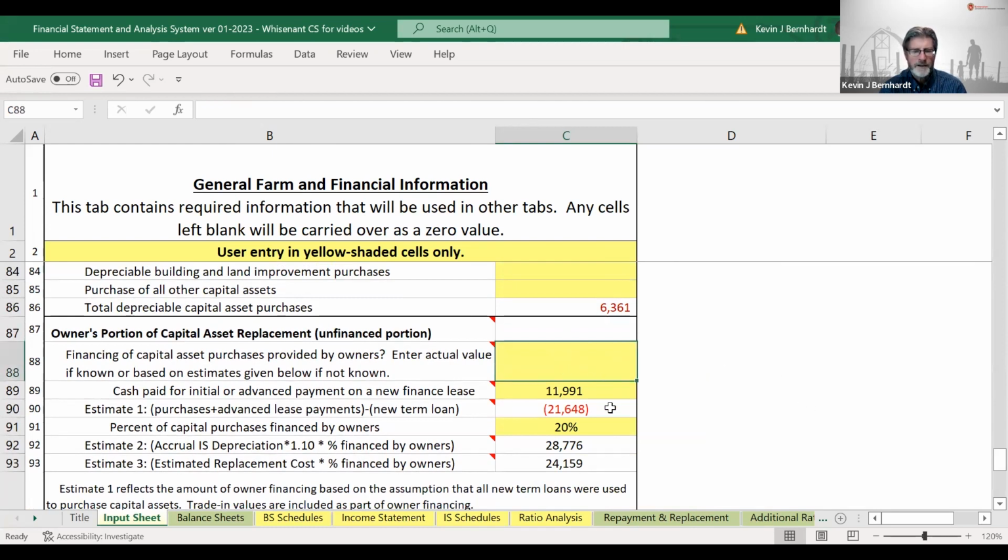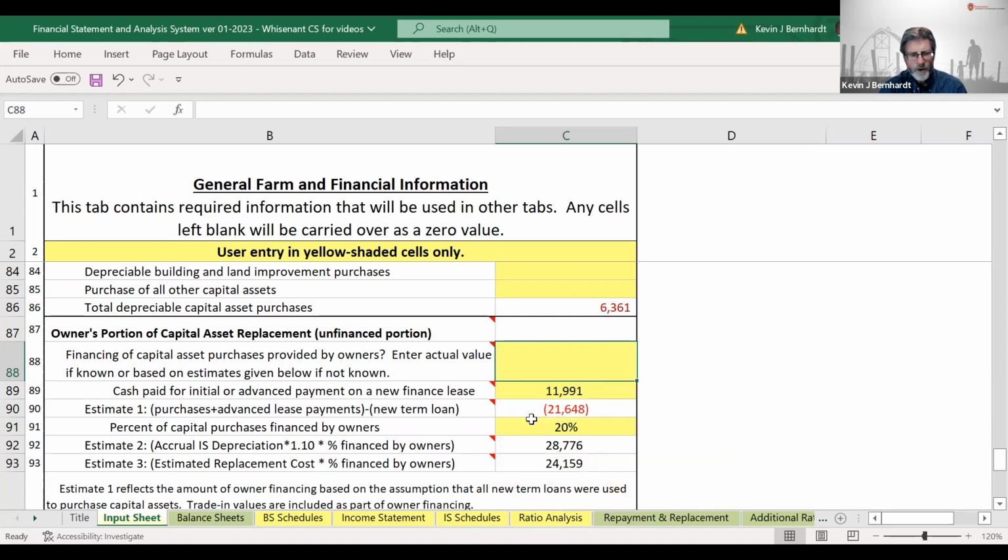Now, in this particular section, the only box that is important is the one associated with row 88. And that is asking for user entry on how much cash the owner put into the purchases of tractors, building improvements, breeding cows, land, etc. Anything that's called a capital asset. Now, the rest of it, where you see estimate 1, estimate 2, estimate 3, those are just some assistance boxes that help the user complete the one that's important, which is that first one just mentioned.